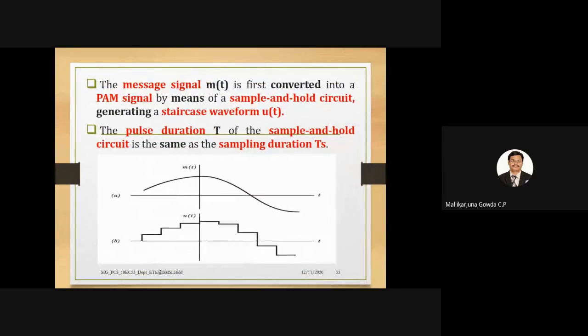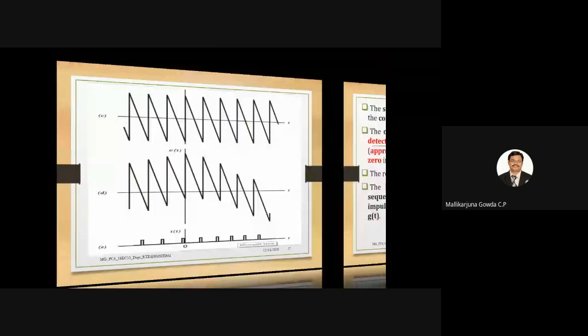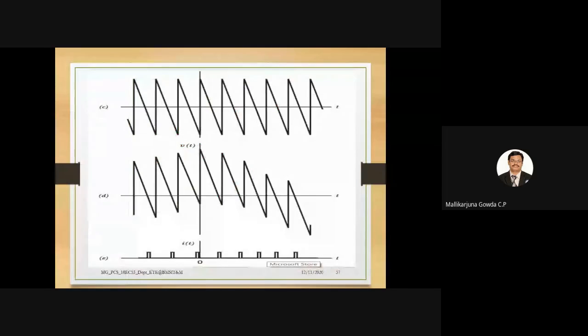So this is the first part, just the message signal, right? And then this is the output of the sample and hold circuit. So these two waveforms. After PAM, that will be added to the sawtooth waveform generator, right? I will show those waveforms. Yeah, so this is my sawtooth waveform. After adding, it becomes like this.